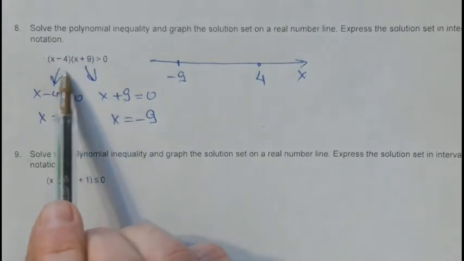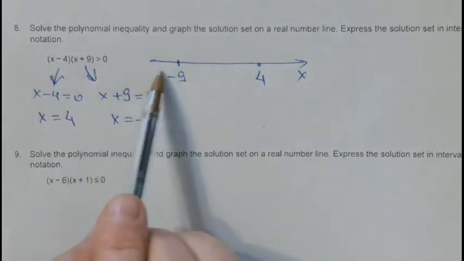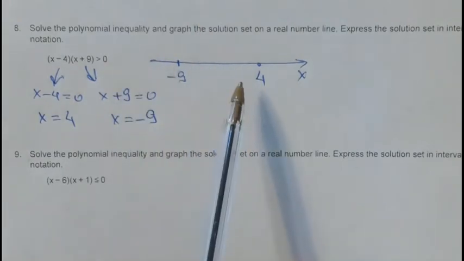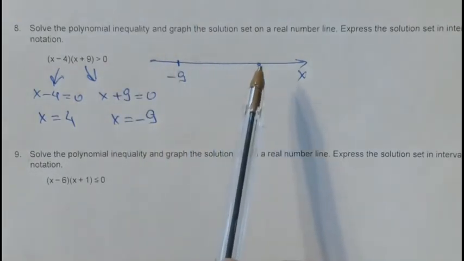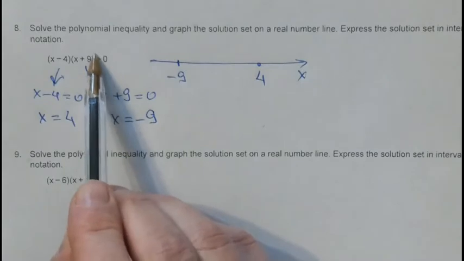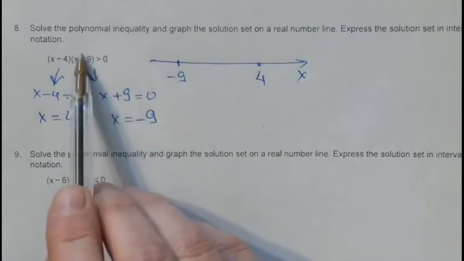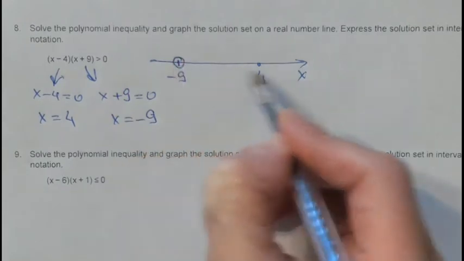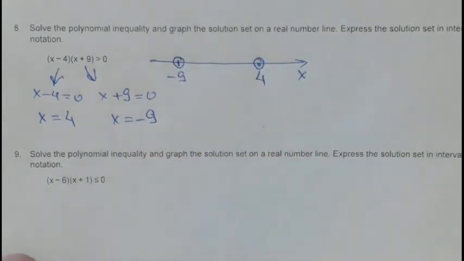This function can change the sign only at the boundary points, nowhere else. Also we have the sign greater than 0, not equal to 0. It means that the points must be cut off from the solution set. They are not included in the solution set.